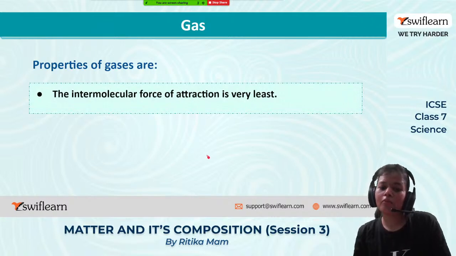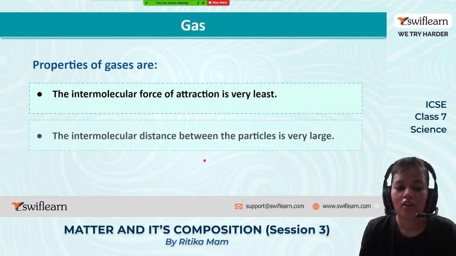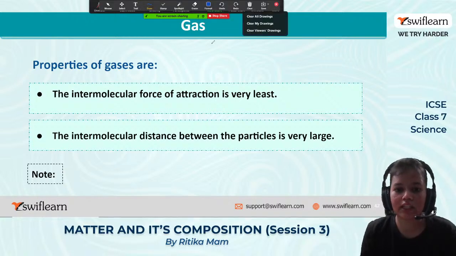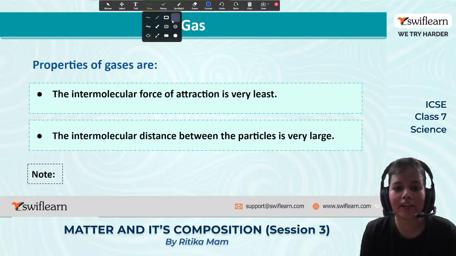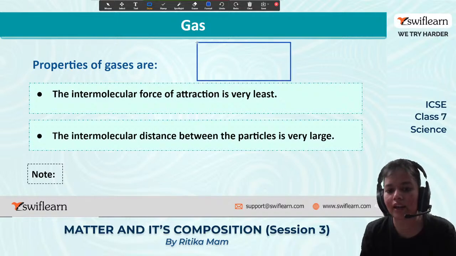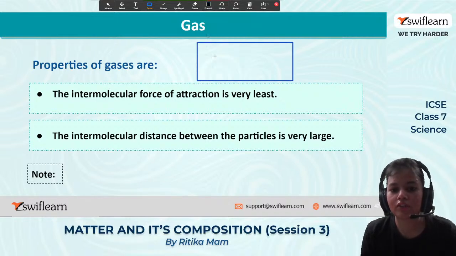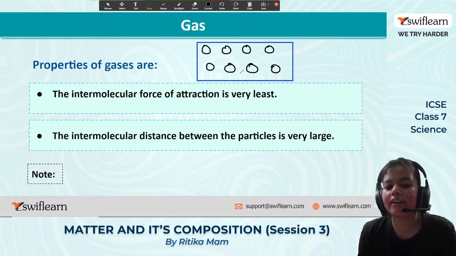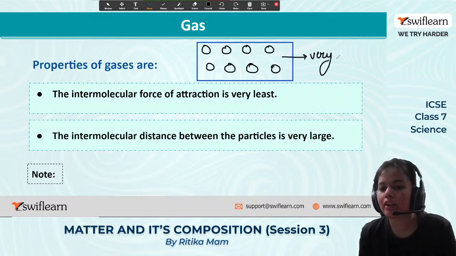So what are the properties of gases? First of all, intermolecular force of attraction is very least. So let's go back there and see how gases are formed. If this is a particle, the molecules of gases are spread in such a way that they have very large spaces between them.